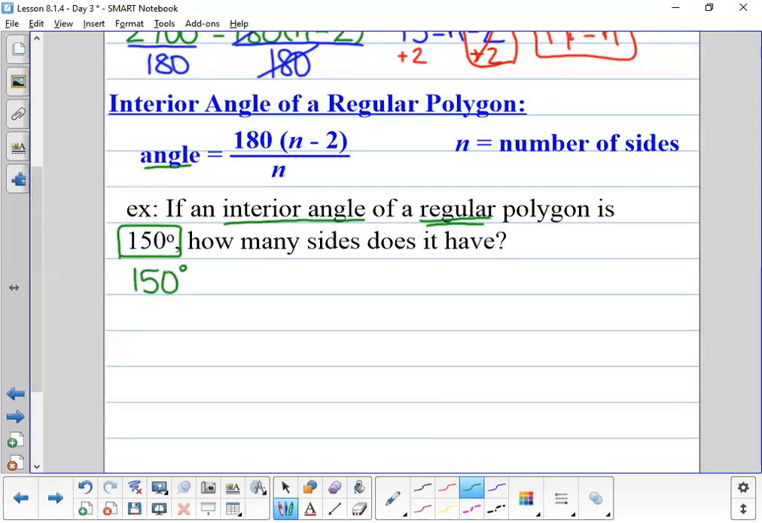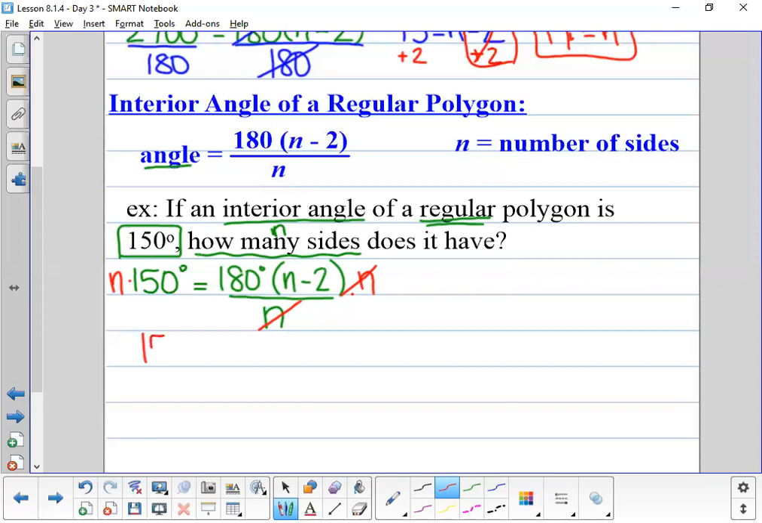Again, don't write any of this down yet. 150 degrees equals, and I'm trying to find how many sides it has. So I'm going to be solving for n. So 150 degrees equals 180 degrees times (n minus 2) divided by n. Don't write any of this down yet. I have a fraction, so I've got to do some fraction busting, right? The way I get rid of a fraction is by multiplying both sides of the equation by the denominator. Because if I have n divided by n, that equals 1. It cancels it out and it gets rid of the fraction.